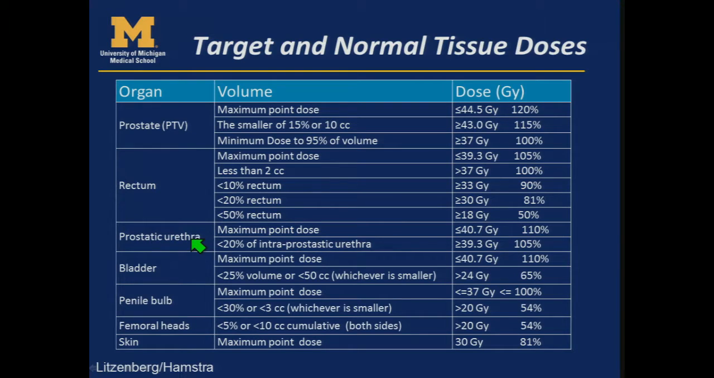The prostatic urethra, as we talked about, which is contoured again either through the Foley placement or the MRI, is very important to make sure that the doses, there's no hot spot in that area. Bladder, penile bulb, femoral heads, and then of course the skin were considered as well.